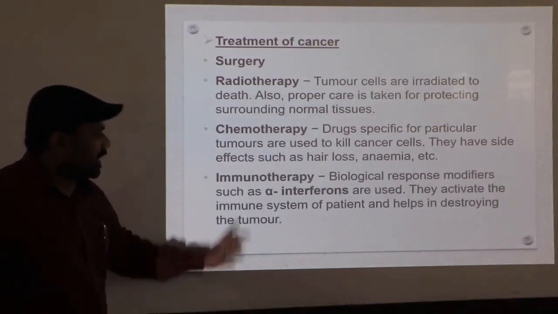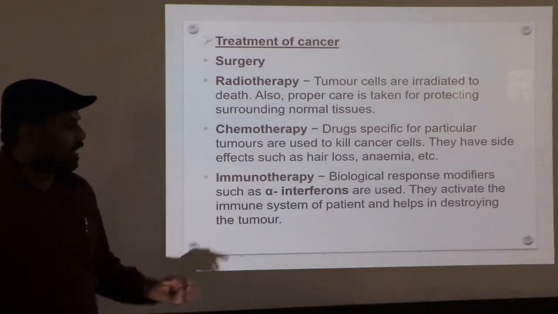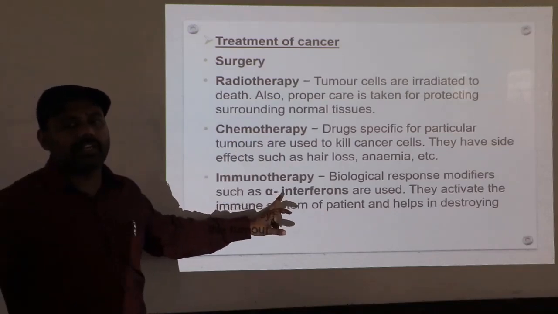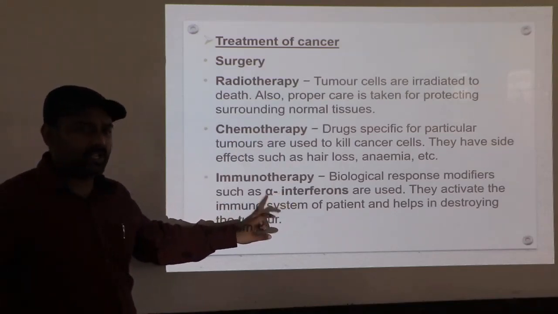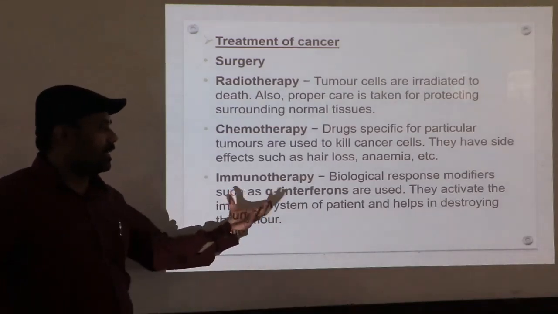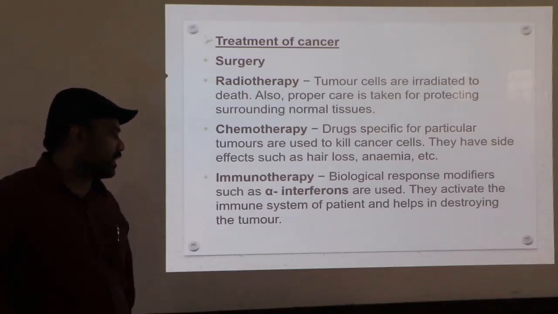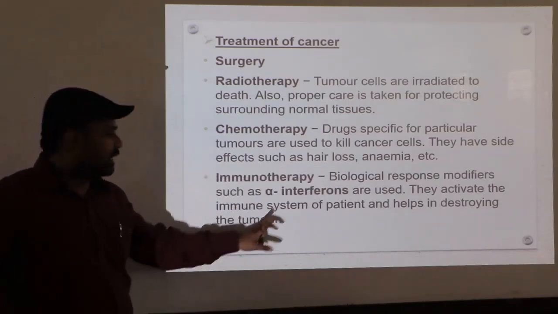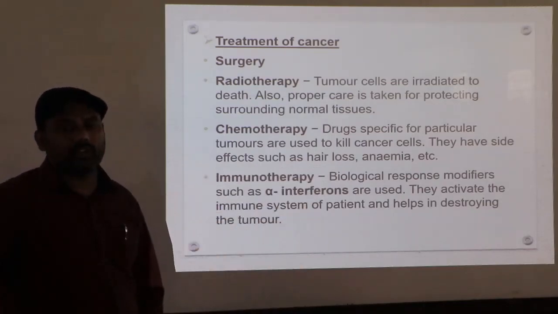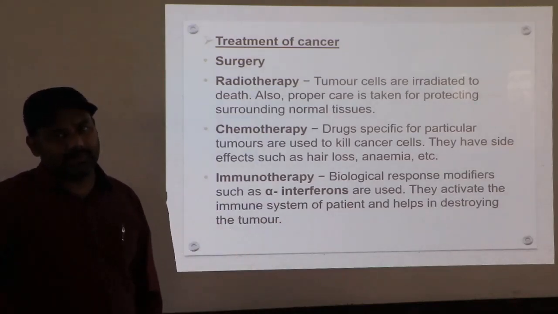The last one is immunotherapy. Biological response modifiers such as alpha interferon. Many times it is asked in the examination. Do you remember? Alpha interferon is a protein or chemical used to activate the immune system of the patient and helps in destroying the tumor. It means this alpha interferon protein can destroy the tumor or cancerous cells. So this is called immunotherapy.